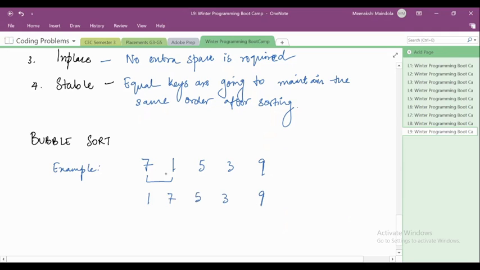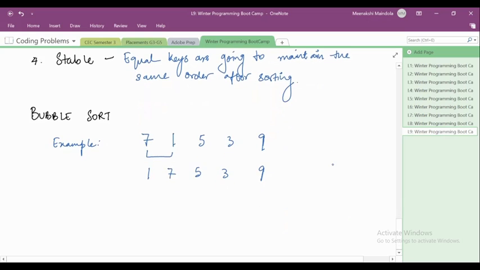So after you compare the first two elements here, they are going to be swapped, and 1 comes to its correct position, and then you have 7. 1 here, being the lighter bubble, moves forward, which is towards the left, and the heavier bubble comes here. Now the next comparison that you make is going to be between 7 and 5. Again, you see that 5 and 7 here are going to change their positions because 5 is a lighter bubble.